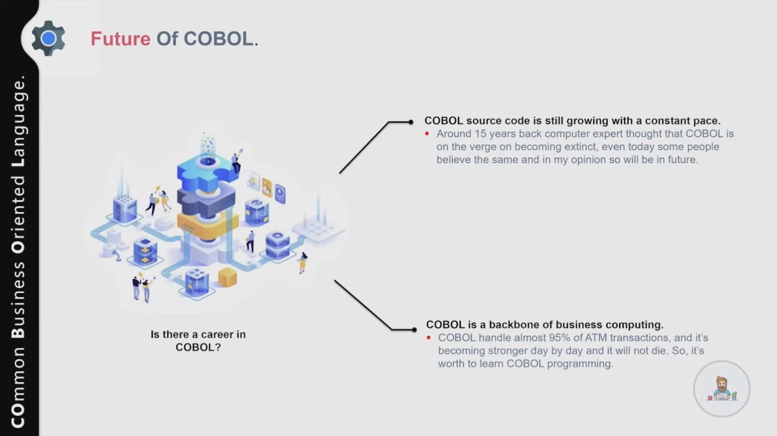And there are two simple reasons for that. First one is COBOL source code is still growing at a constant pace. According to an estimate, there are almost 200 to 250 billion lines of code which are still active. And this code is used in the form of different legacy applications, which are hosted on IBM Mainframe or any other cloud computing platform as part of a modernization strategy. So the important point here is that this code, which is already active, is growing. And every year there is a new set of code being introduced just to maintain these legacy applications.